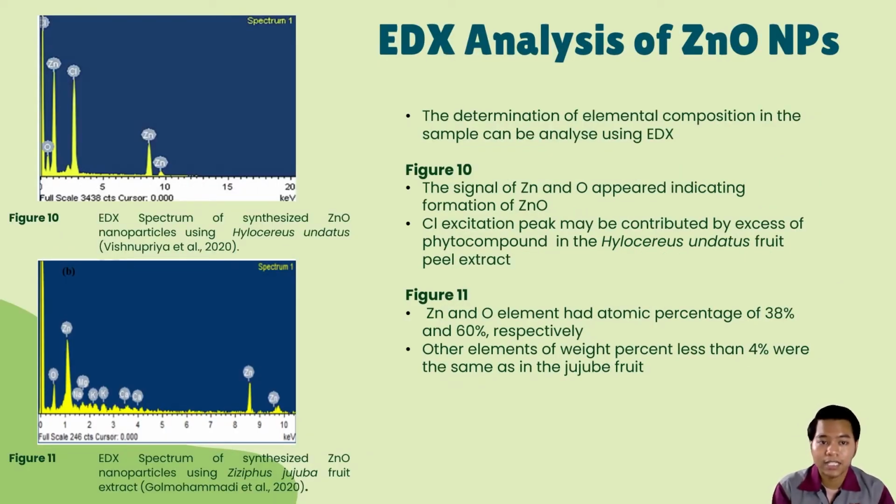Next is the EDX analysis of zinc oxide nanoparticles. The elemental composition in the sample can be analyzed using EDX. From figure 10, the signals of zinc and oxygen appeared, indicating the formation of zinc oxide. The chlorine excitation peak may be contributed by excess phytocompounds in the Hylocereus undatus extract itself. From figure 11, zinc and oxygen elements had atomic percentages of 38 and 60% respectively. Other elements of weight percent less than 4% were the same as in the jujube fruit.